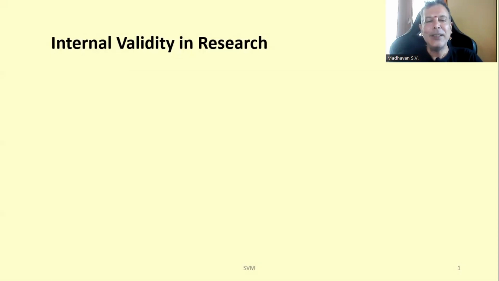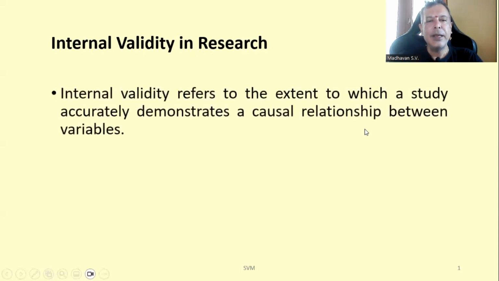Hello everyone. In this video, we will understand what internal validity and external validity are in research. First one, internal validity. It refers to the extent to which a study accurately demonstrates a causal relationship between variables.